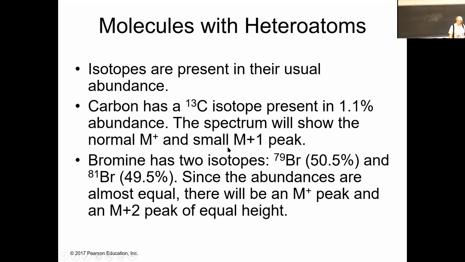And so we'll see a small, what we call M+1 peak as a result of the carbon-13 naturally occurring. Another example is bromine has 2 isotopes in nature, 79 and 81, and they have almost equal abundance. And so we'll see 2 peaks, an M and what's called an M+2 peak, that are almost equal in height.